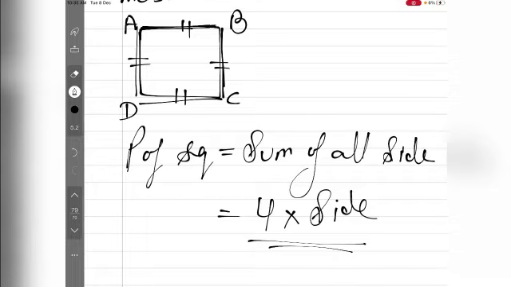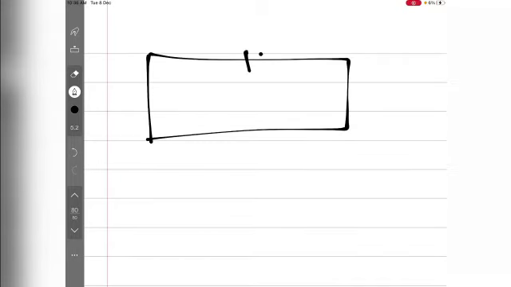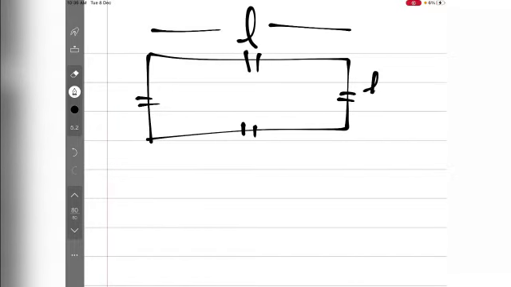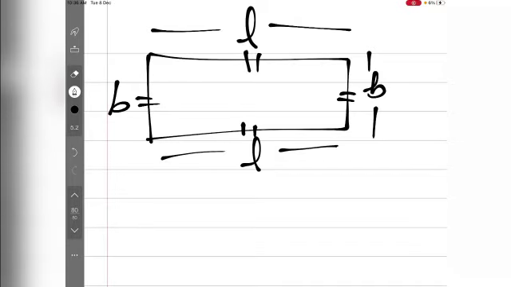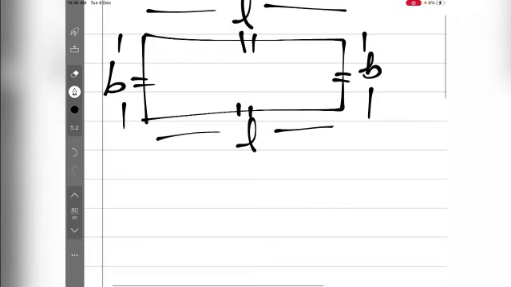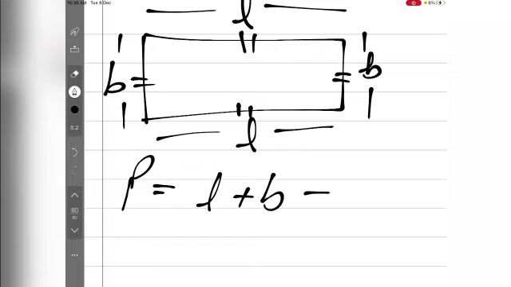Now let's come to the perimeter of a rectangle. In a rectangle the opposite sides are equal. If this length represents L and this breadth represents B, then the opposite side of L is also L, and the opposite side of B is also B. Now for the perimeter P, it is the sum of all sides: length plus breadth plus length plus breadth.